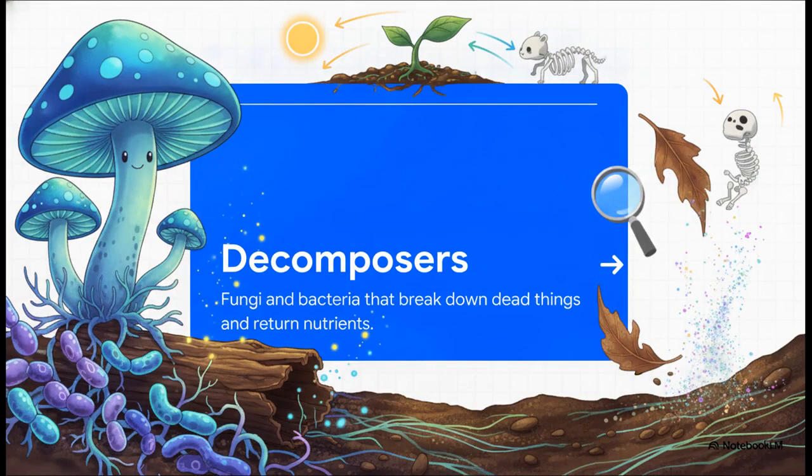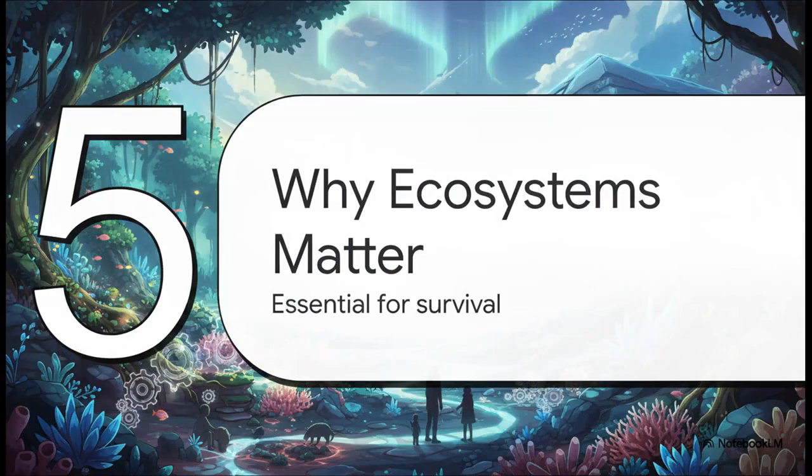Finally, we've got the decomposers, organisms like fungi and bacteria. Now, the crucial point here is that without these guys acting as nature's ultimate recyclers, the whole engine would just stall out entirely. By breaking down dead organic matter, they return those critical nutrients back to the soil. They are kind of the quiet heroes, closing the loop so the producers can start the whole process over again. Which brings us to our final section, why ecosystems matter.